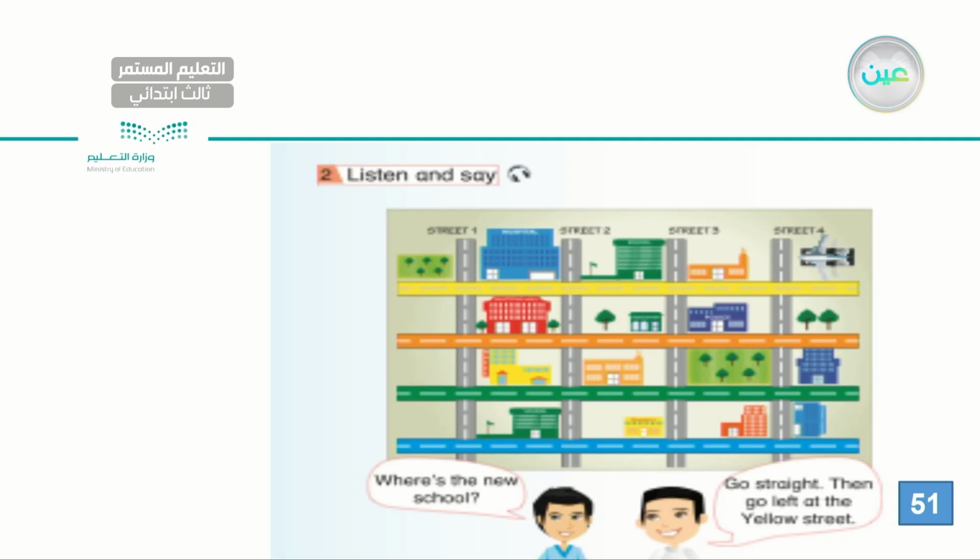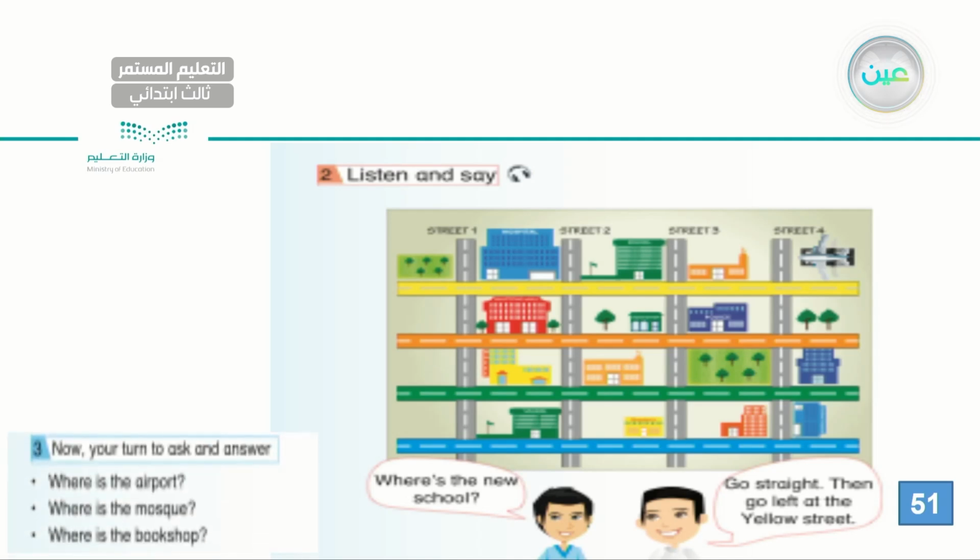The boy, or the first boy, is asking, where is the new school? So he's asking his friend about what? The directions. Now, go straight, then go left at the yellow street. That's the school, as you can see. So, let's read one more time. Where's the new school? Go straight, then go left at the yellow street. So he helped him out here.